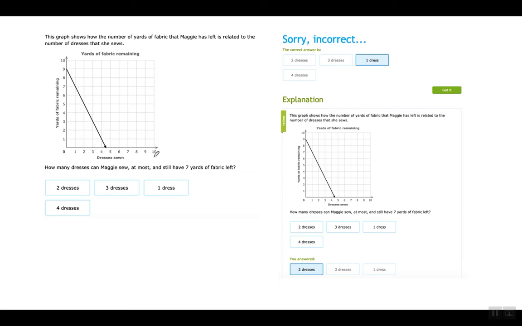All right, so, and still have 7 yards of fabric left. So I had to look here first, 7 yards of fabric, and the answer is she can make one dress. She can make one dress. All right, so the answer is 1 for this one. Honestly, I don't even know what I was looking at that I picked 2. I guess I was just in a hurry and didn't read it correctly. But I just want to point out that if you're not paying attention to what it says, it's very simple to get it wrong. Okay? If you get it wrong, just go back and read it correctly.